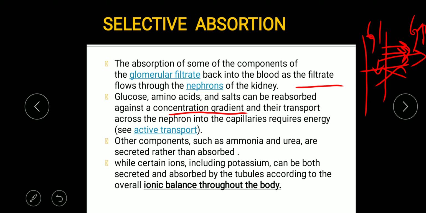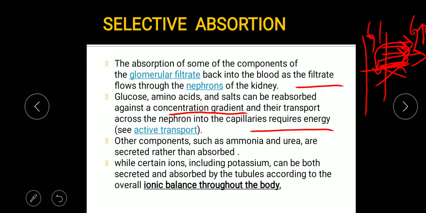That is why it is against a concentration gradient, and that is why it requires extra energy. This transportation of glucose from the pre-urine to the circulating blood is against the concentration gradient with the use of energy. So this type of transport is known as active transport. We have already discussed two types of transport, active and passive. In active transport there is utilization of energy.